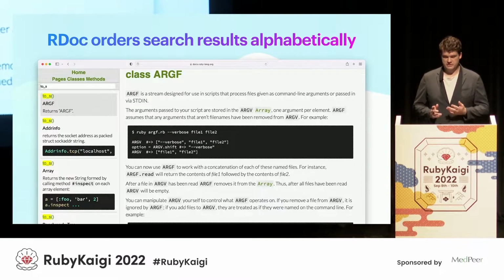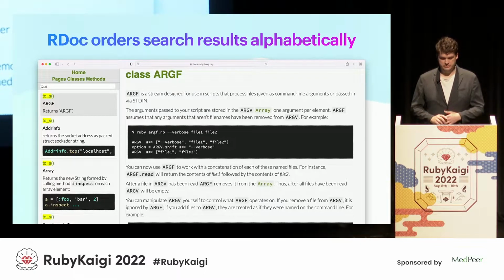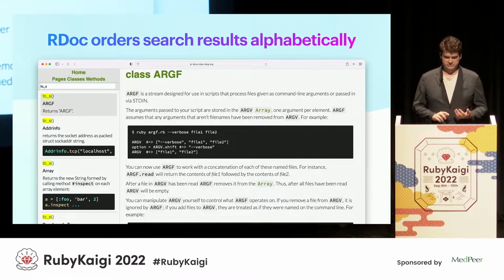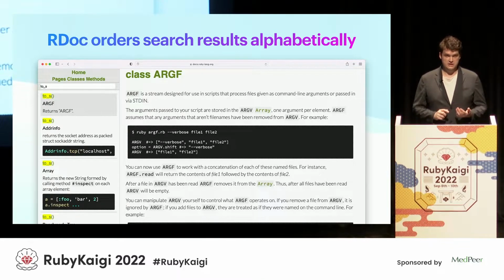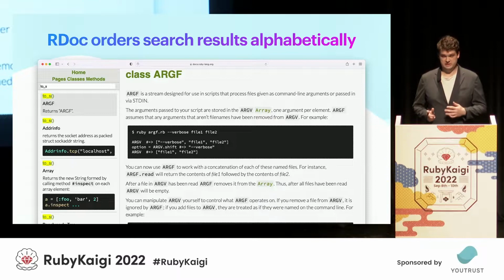But you may have noticed in the past, when you've used it yourself, that RDoc orders its search results alphabetically. The order of these results can lead to an unoptimized set of results and can take a long time for users to scroll to find what they're exactly looking for.